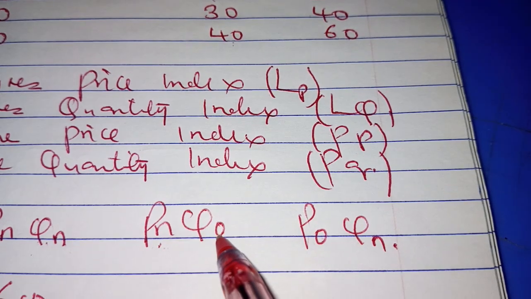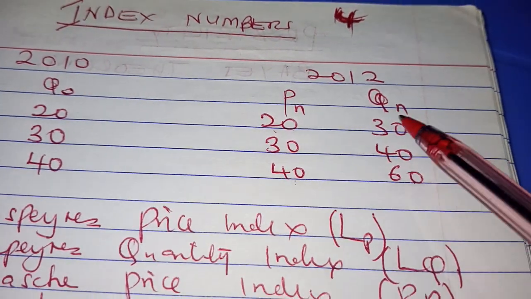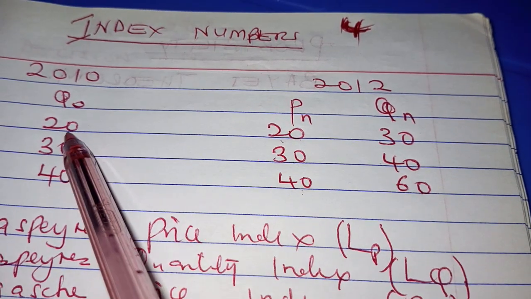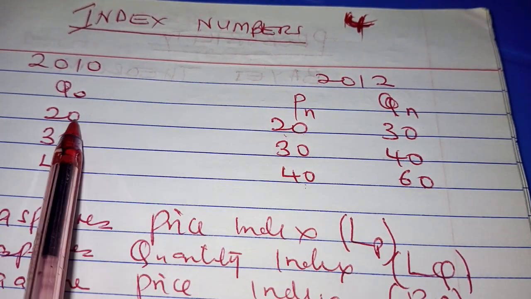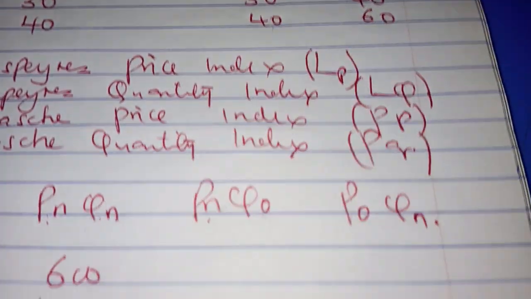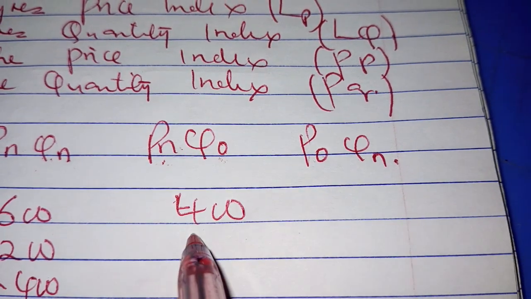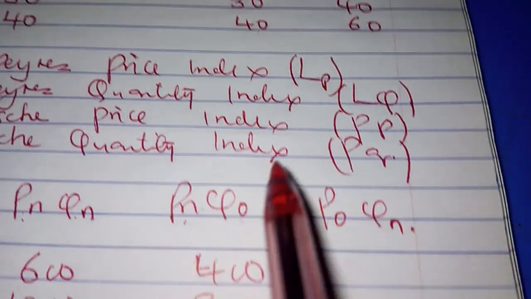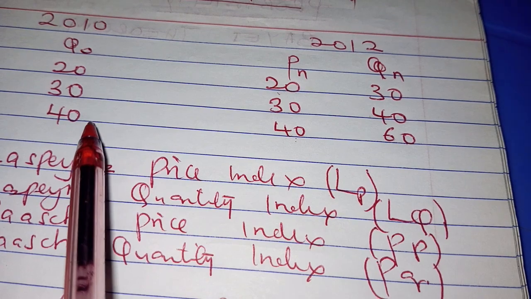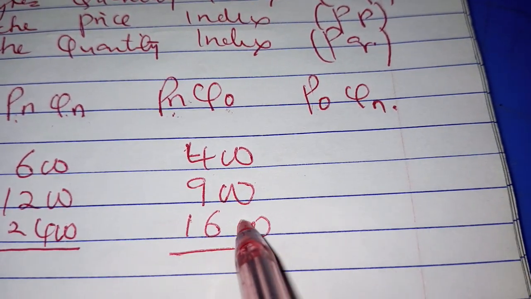For the PnQ0, we still look at the Pn here, and Q0 here. So we're going to have 20 times 20, 30 times 30, 40 times 40. So 20 times 20 is 400, 30 times 30 is 900, and then 40 times 40 is 1600. We shall get the total.